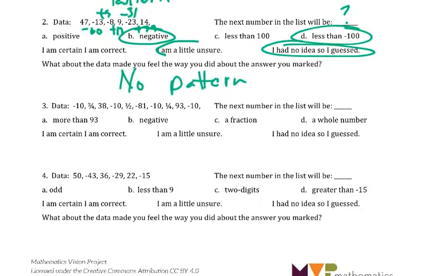Okay, and then number 3, negative 10 3/4, 38, negative 10 1/2, negative 81, negative 10 1/4, 93, negative 10. The next number I think is going to be a fraction. I'm certain I'm correct because every time after negative 10 there is a fraction.